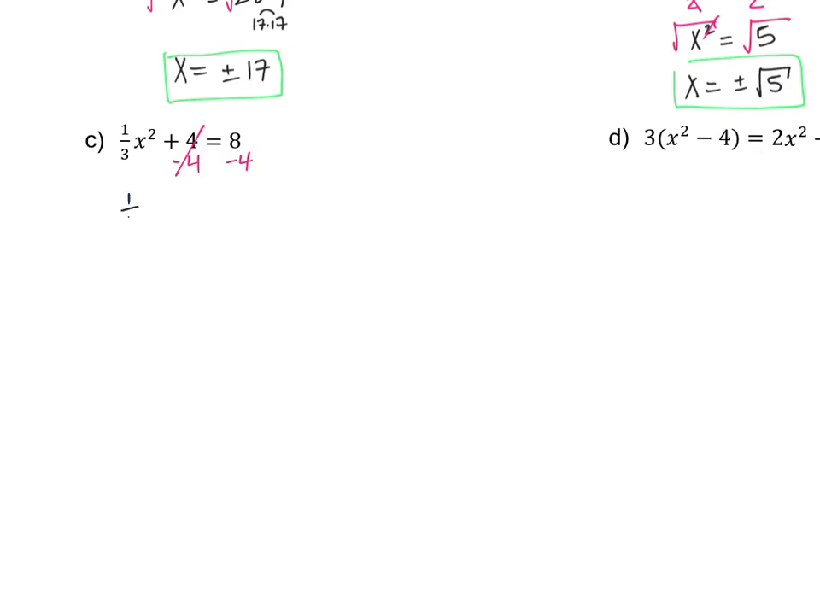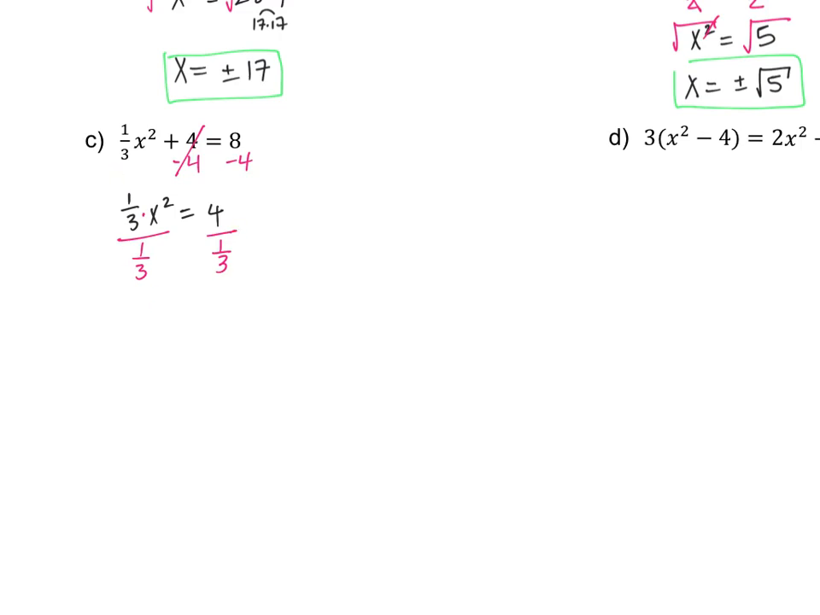1/3 comes down along with the x squared. And 8 minus 4 is 4. So now we can see there's a 1/3 next to the x squared. So we're trying to get this x squared by itself. I want you to notice that this 1/3 is sitting next to the x squared, so it's multiplying. To get rid of multiplication, we have to divide it off. And so when we divide it off, we need to divide it to the other side.